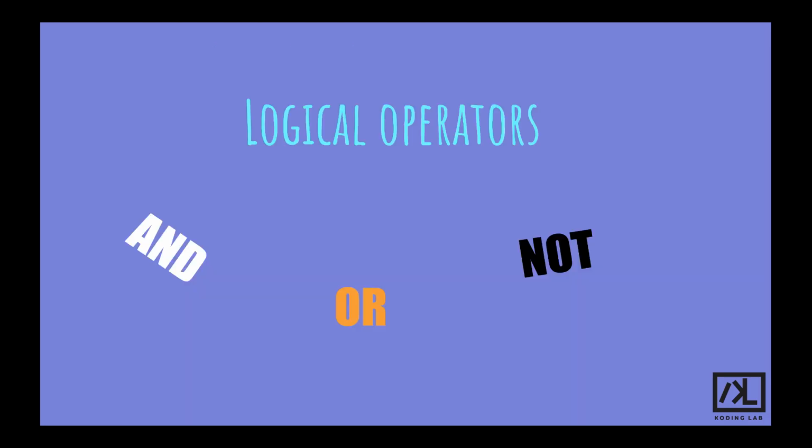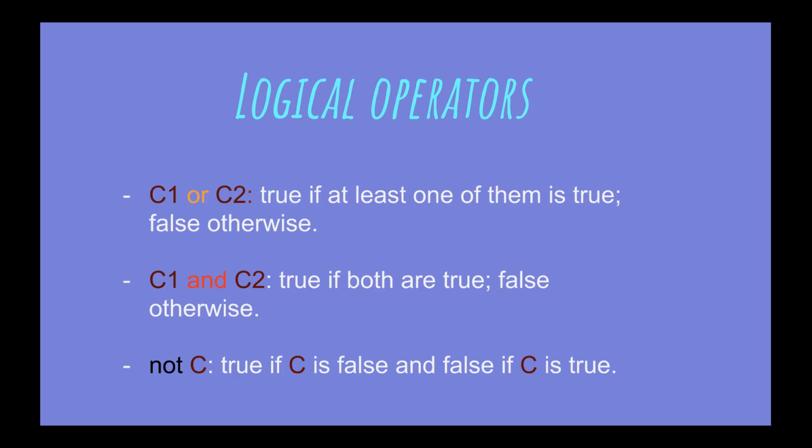Then we have the logical operators. We have and, or, and not. And and or operate on multiple conditions. Let's see. If I have condition 1 and condition 2, the OR will output true if at least one of these two conditions is true and false otherwise. The AND operator will output true if both conditions are true and false otherwise. The NOT operator will output true if the condition is false, and it will output false if the condition is true.